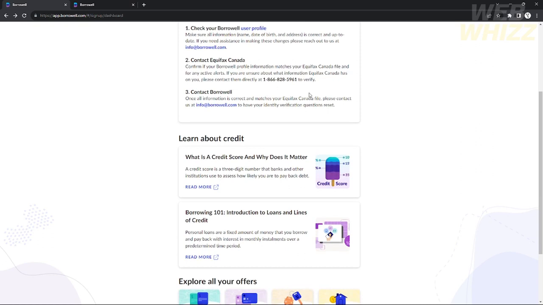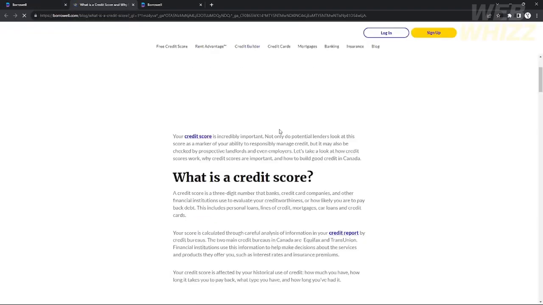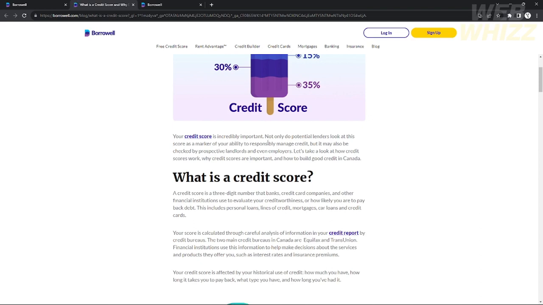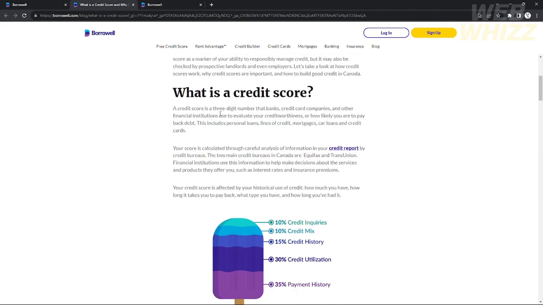For more information, what is a credit score and why does it matter? You can just click learn more, and you will have a neat understanding of the credit score. A credit score is a three-digit number that banks, credit card companies, and other financial institutions use to evaluate your creditworthiness, or how likely you are to pay back your debts. This includes your personal loans, lines of credit, mortgage, car loans, and credit cards.